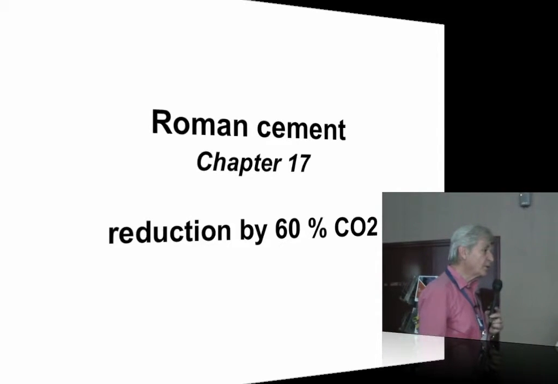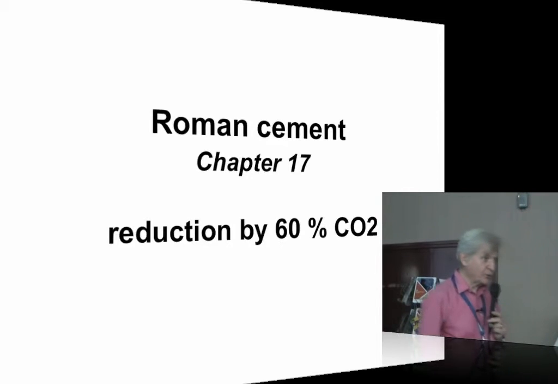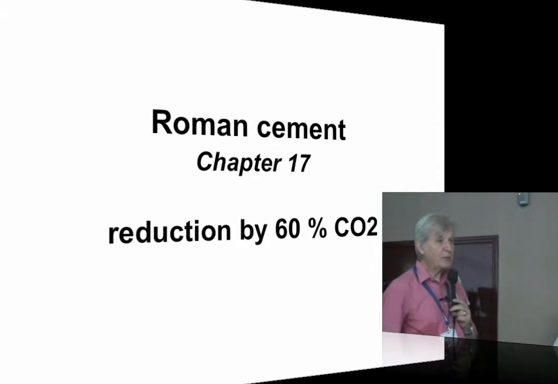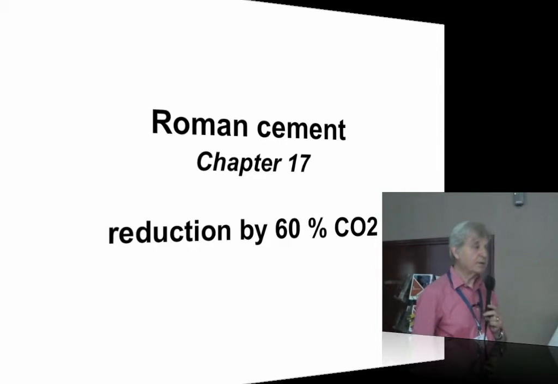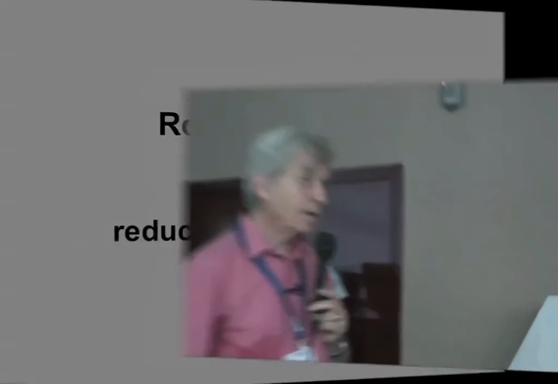There is another way to cope with the reduction of CO2. So this was the one, and we get 70 to 80% CO2 reduction. Here, if we go back to the old Roman cement, that is a geopolymer cement, we can achieve a reduction of 60%. That is the best Roman cement. The Roman engineers achieved a cement, the Roman concrete and the Roman cement, that emits 60% less CO2 than Portland cement. And you know that the properties of this Roman cement are good, the monuments are still there.